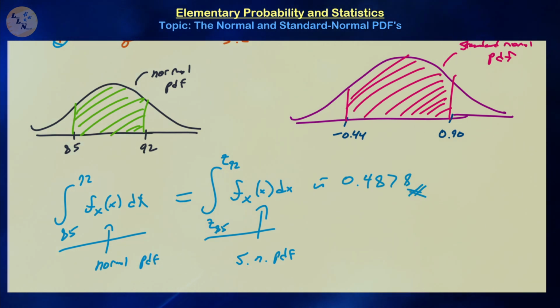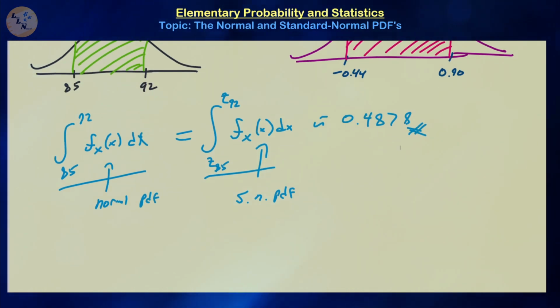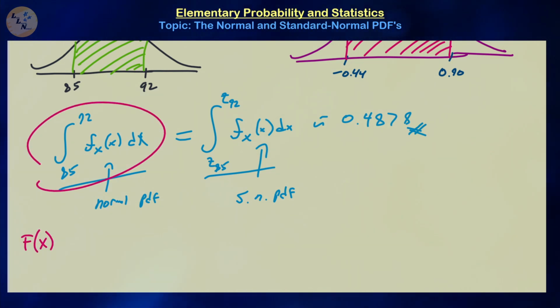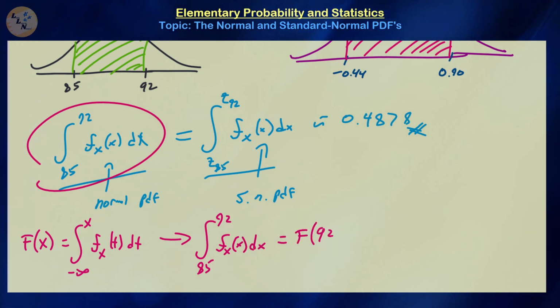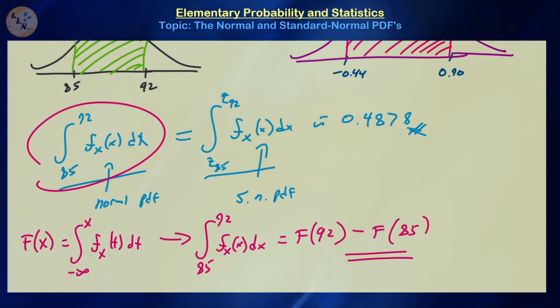Right? Keep in mind, you could be using the cumulative density function for each of these. So if you have your cumulative density function already defined in Desmos, for example, which is the integral from minus infinity to x of f of t dt, then that means the integral from 85 to 92 of your density function can be found by just doing the cumulative density evaluated at 92 minus the cumulative density evaluated at 85, subtracted from each other. You're going to get the same exact thing, right?